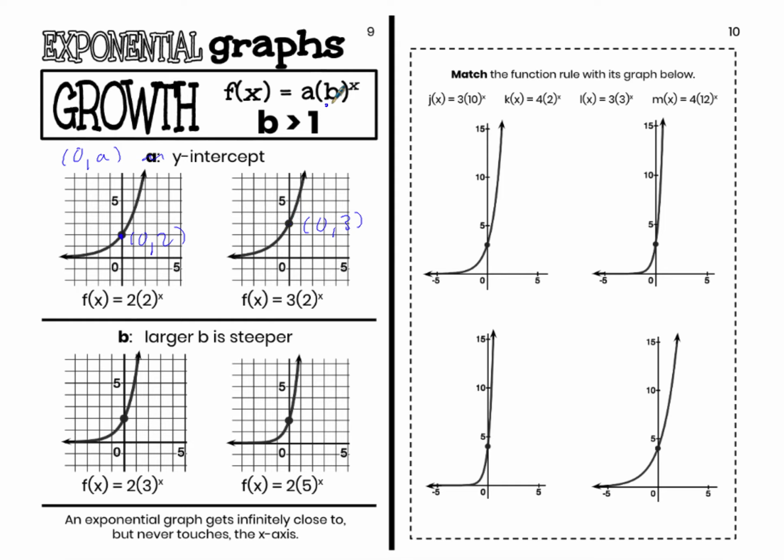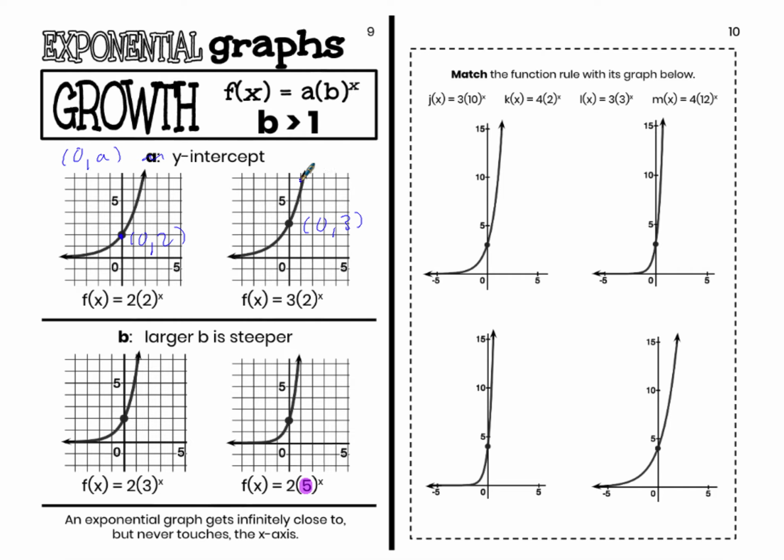When the growth factor, b, is bigger, the graph gets steeper. So if I were asked which one of these was 2 times 3 to the x, which was 2 times 5 to the x, I wouldn't need to figure out what the exact values of particular points were. I would just notice that this b value, 5, is bigger than 3, so that means I'm looking for a steeper graph.